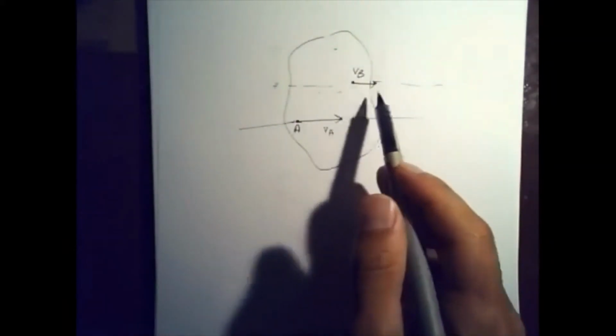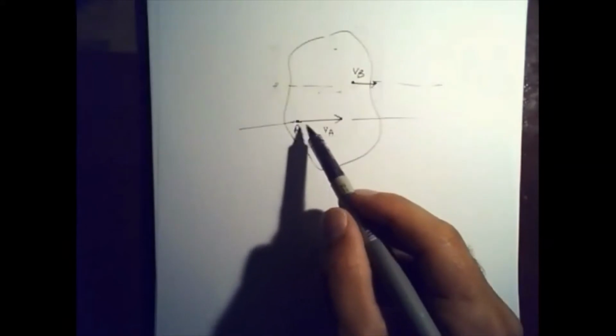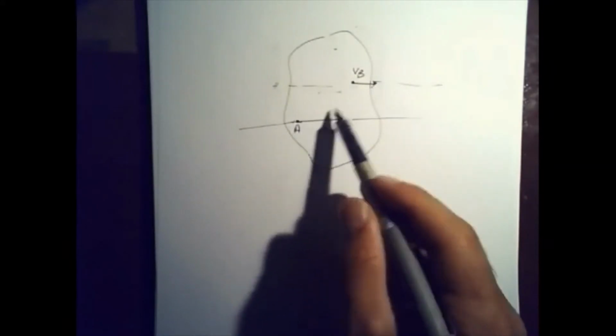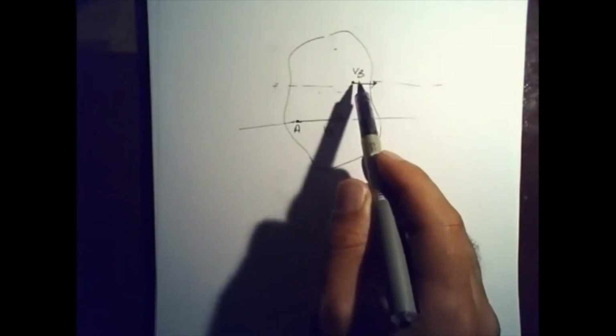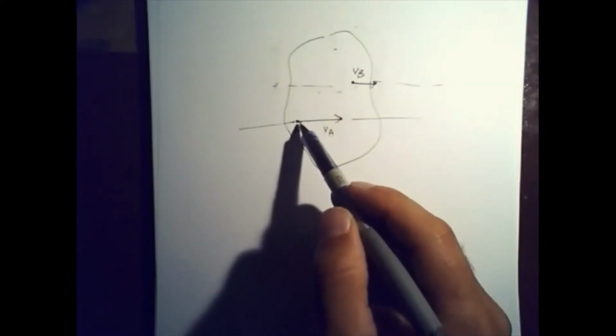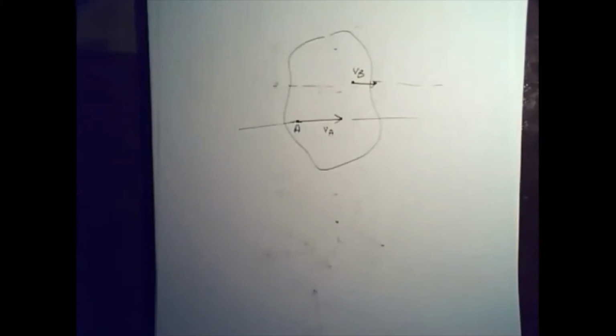Okay, how would you find the instantaneous center of rotation based on this situation? The velocity at A and the velocity at B are parallel to each other, but the velocity of point B is actually smaller than the velocity at A. How can we find the instantaneous center of rotation in this situation?